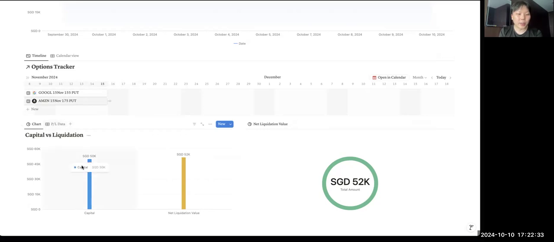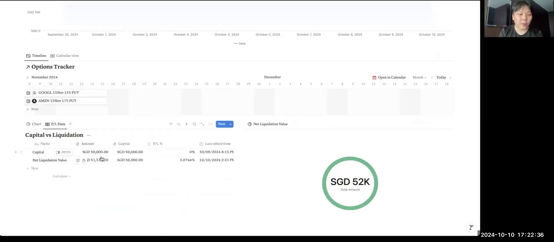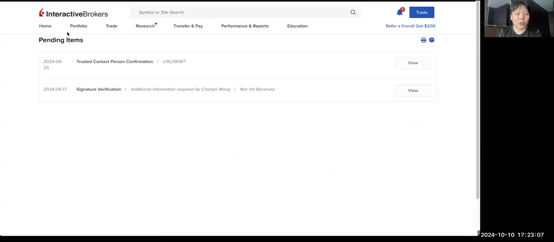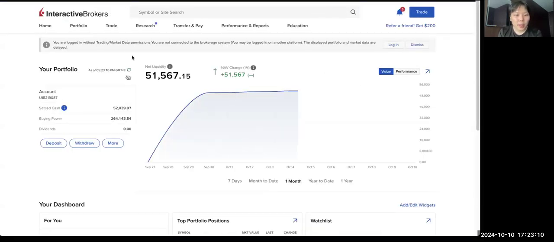So as you can see here, capital is 50K. This is a bit repetitive, but we are currently sitting at $51,537.20. So that translates to 3% in 10 days. So we're off to a good start in this portfolio, but until the 15th of November, anything can happen in that period, and we will reassess on the 15th of November. That is the day where our options expire, right?